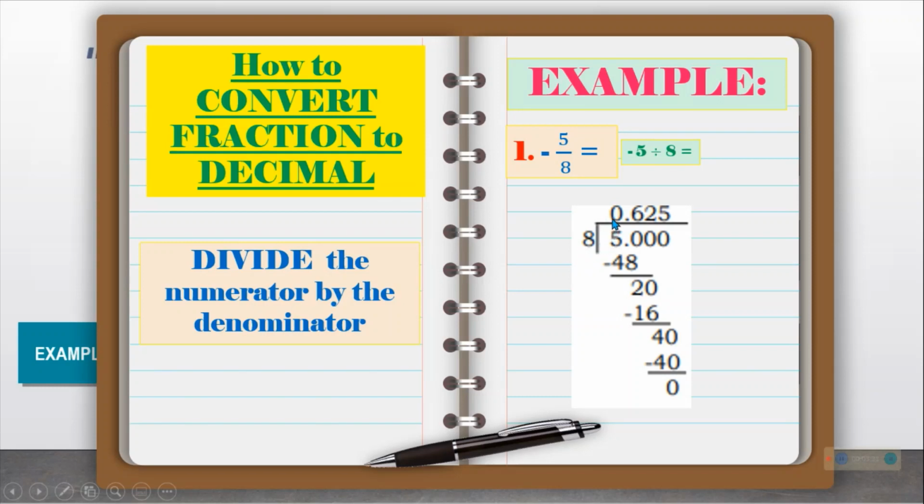5 divided by 8 cannot be, so we put 0 there. And then, 0 times 8 is 0. And then, we will add 0 again here. Then, 50 divided by 8, that will be 6. 6 times 8 is 48. So, 50 minus 48 is equal to 2. Then, add another 0. Then, it will become 20. 20 divided by 8 is 2. 2 times 8, 16. So, 20 minus 16 is 4. And then, bring down again 0. Then, 40 divided by 8 is equal to 5. Then, 5 times 8 is equal to 40. Then, 40 minus 40 is equal to 0. So, the final answer is 0.625.